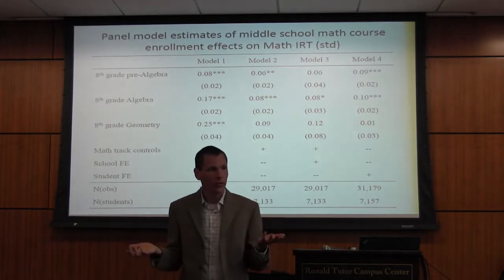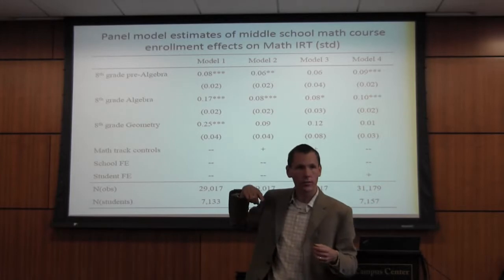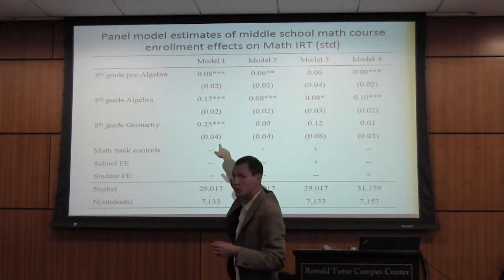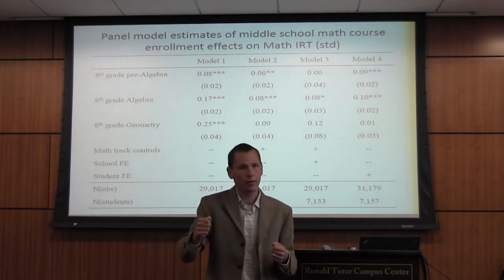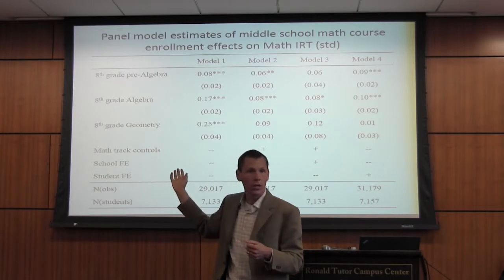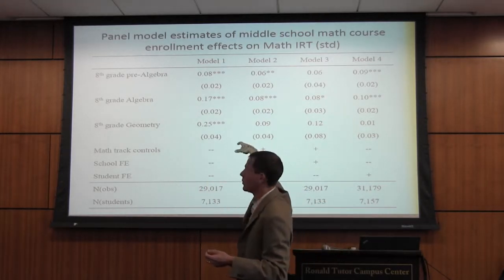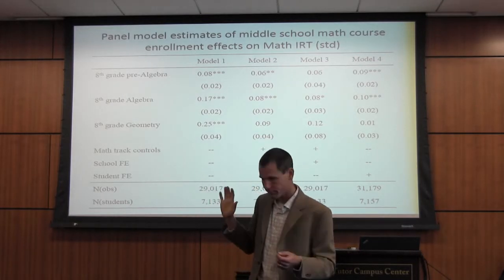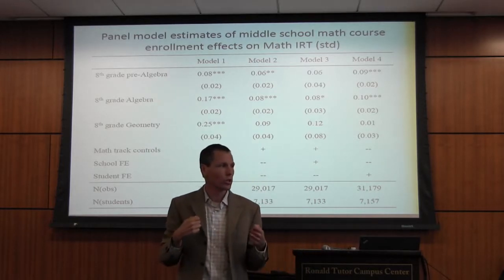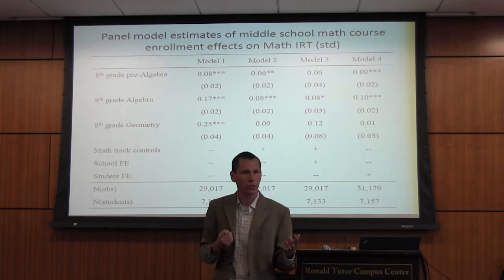The short answer is that there's good evidence that taking fancy math classes boosts kids' achievement. This is what you see in the first model, right? The kids who take 8th grade algebra and the kids who take 8th grade geometry are scoring significantly better than kids with similar levels of prior achievement who took just general math. This is good.